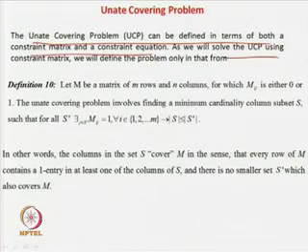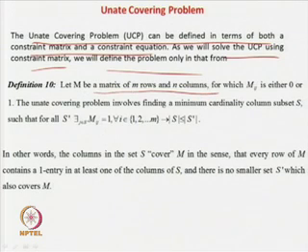Then we will solve the unate covering problem on the constraint matrix. In this lecture we will only solve the UCP, that is the unate covering problem, in terms of the constraint matrix, and we will define the problem in terms of the matrix itself. So what is the matrix problem definition? Let M be a matrix of m rows and n columns, and Mij is 0 or 1 depending on whether the row covers the column.